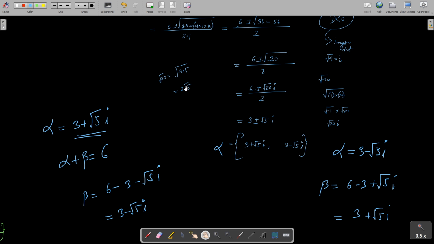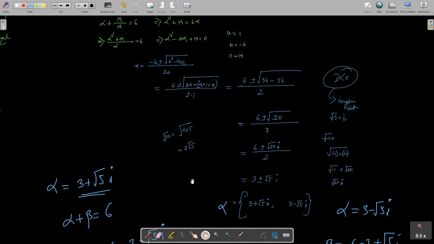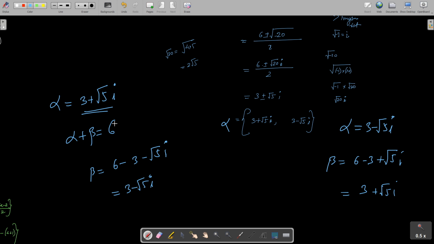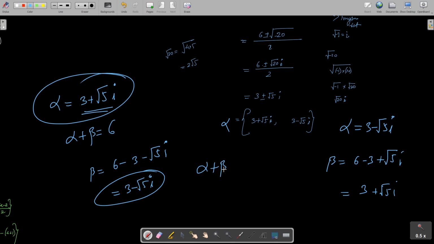Okay. Now let's see if it gives us the correct answer. We will check alpha plus beta as 6. So we'll take the value of alpha as this, beta as this. So let's do alpha plus beta. Alpha is 3 plus root 5 i. Beta is 3 minus root 5 i. The root 5 i terms get cancelled. 3 plus 3, the answer is 6.